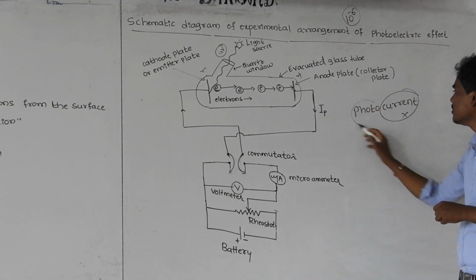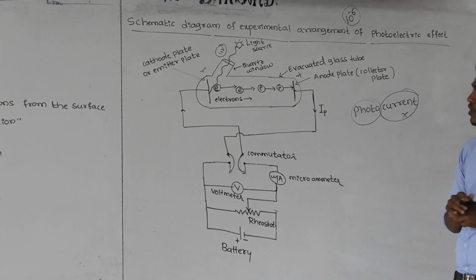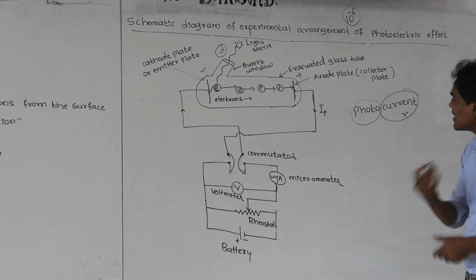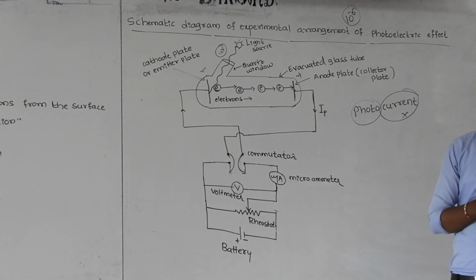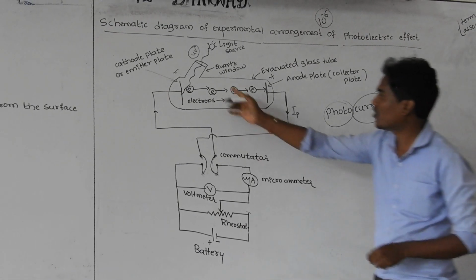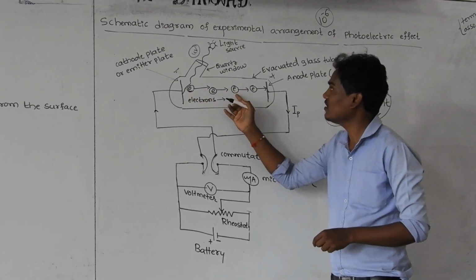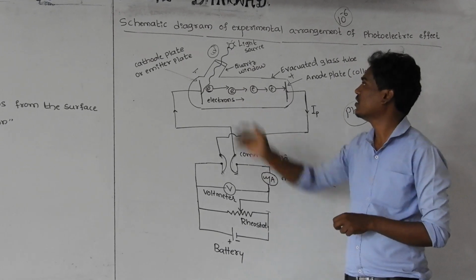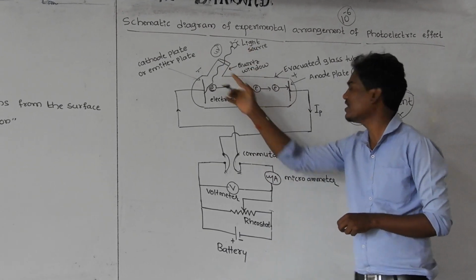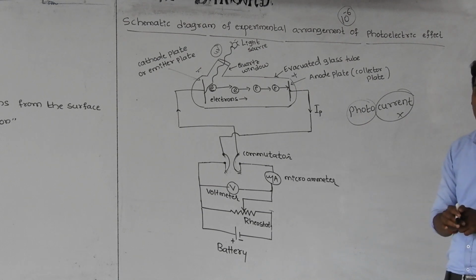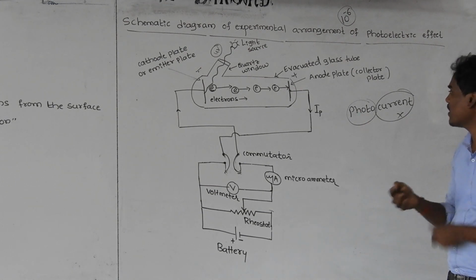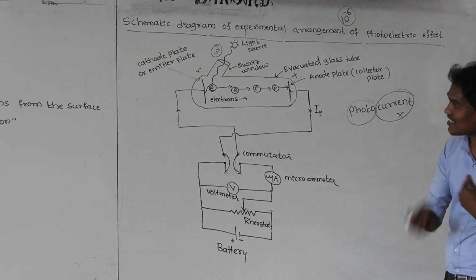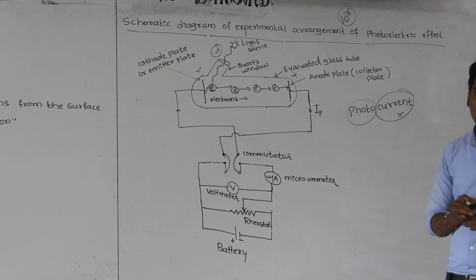What is the reason why we call it photocurrent? What is the reason behind the generation of the current? That is light. Light means photo. In order to produce the current, the reason is light energy. By using light energy, we generate a current. That's why that generated current is called photocurrent.